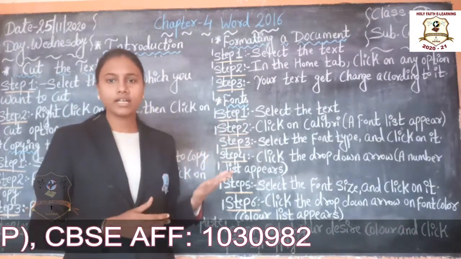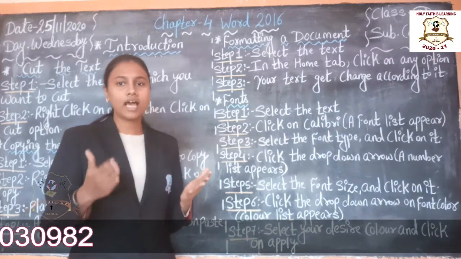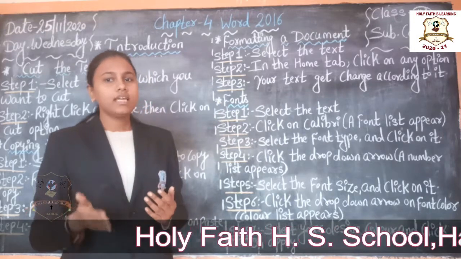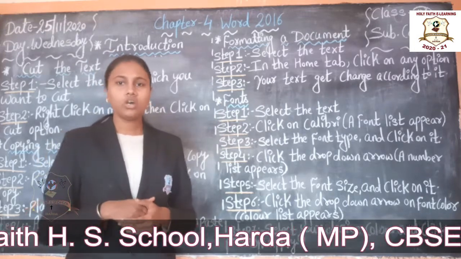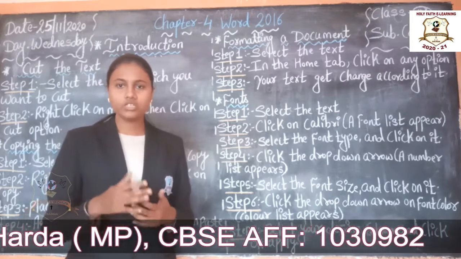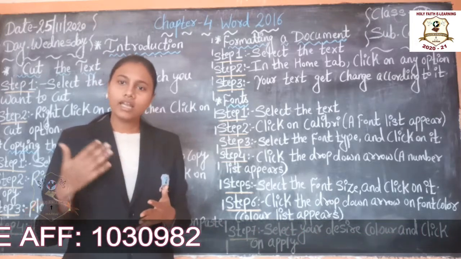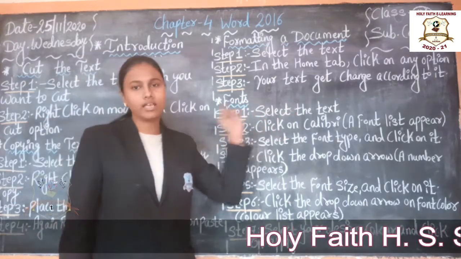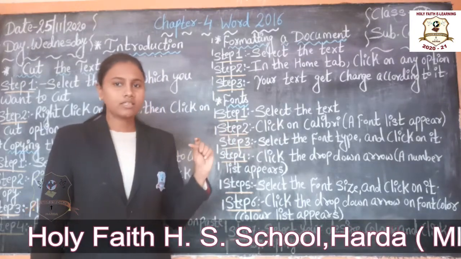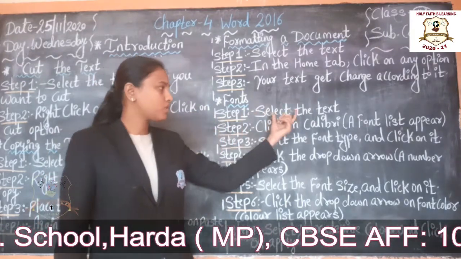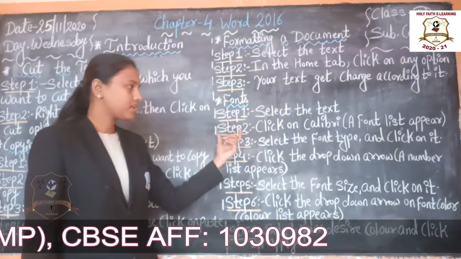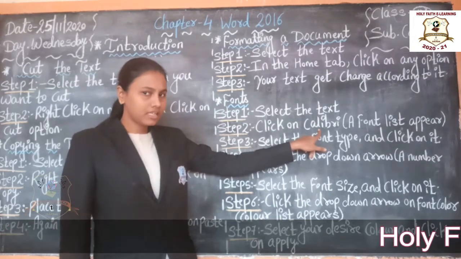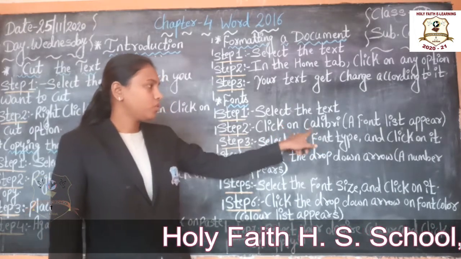Fonts are the characters of a specific style, size and color. In fonts there are different styles, sizes and colors present. You can change your text according to that. You can change the font size, style and color. For that, the first step is to select the text. To change the style, first you have to select the text. In the second step, click on Calibri. You will get the option of Calibri at the top of the screen. From there you have to click on Calibri.